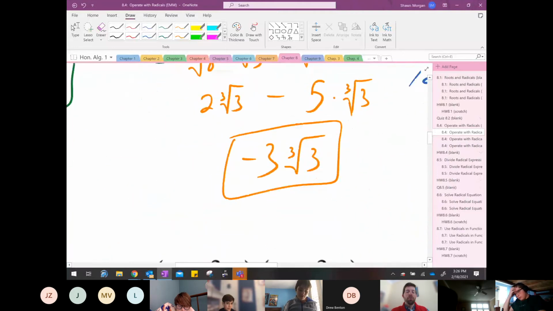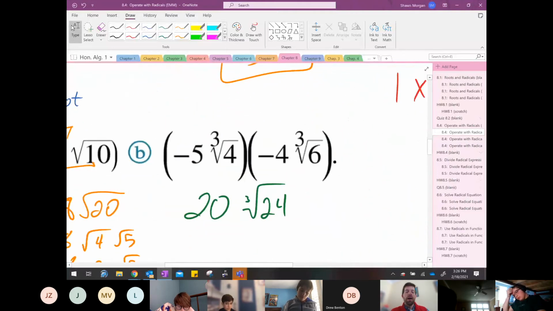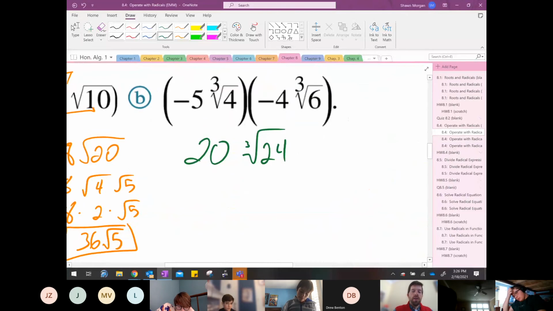That a boy. 8 and 3 will get her done. So if I split this up as cube root of 8, cube root of 3, cube root of 8 is 2. 2 times 20 is 40. 40 cube root of 3.